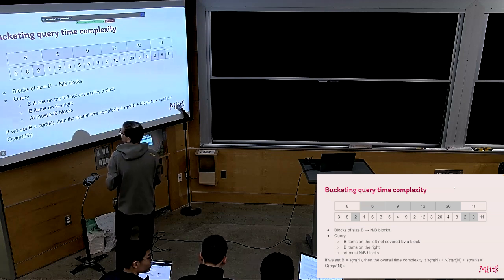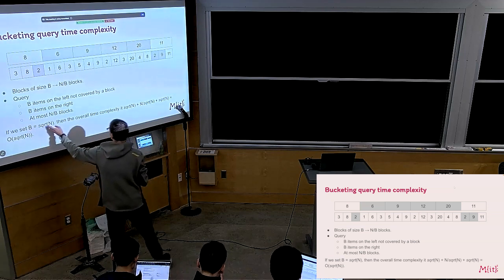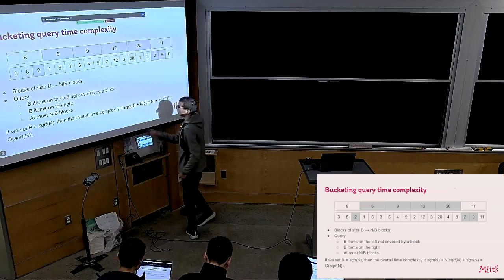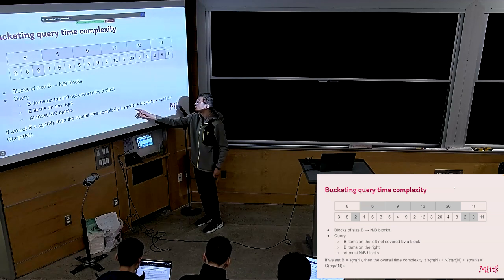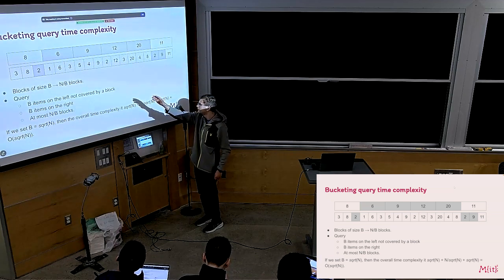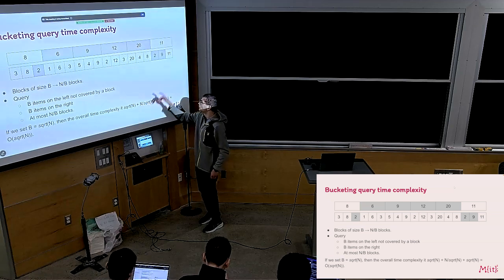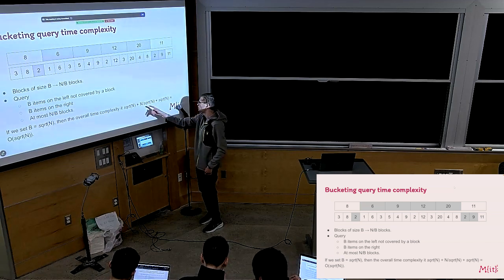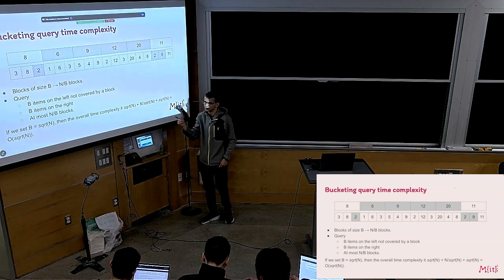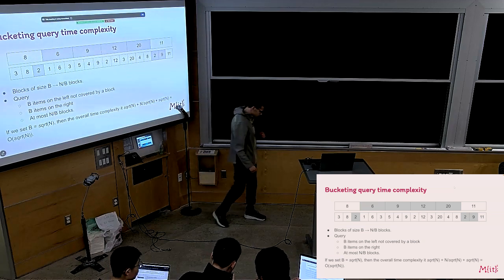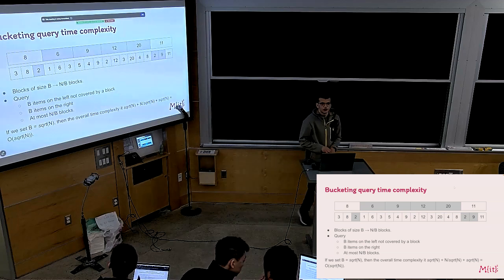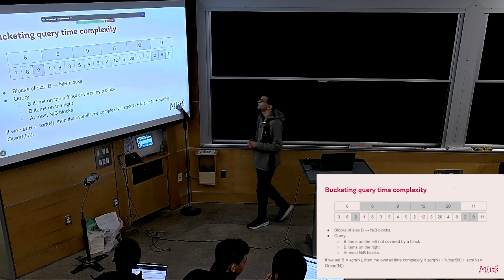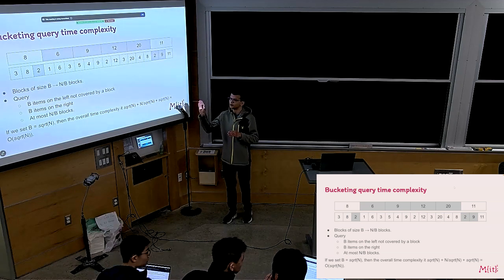We take the max of all of those values to get the final answer. And then if we set b equal to square root of n, then the overall time complexity will be square root of n for the elements on the left, n over square root of n for the blocks, and square root of n for the elements on the right. And this is just 3 times square root of n, which is still O of square root of n.